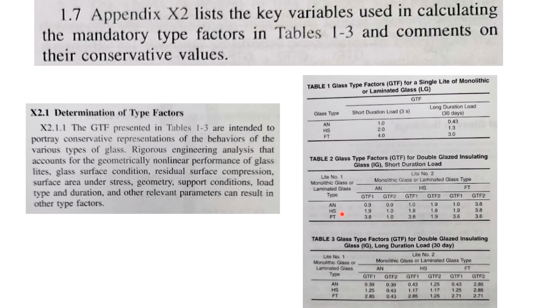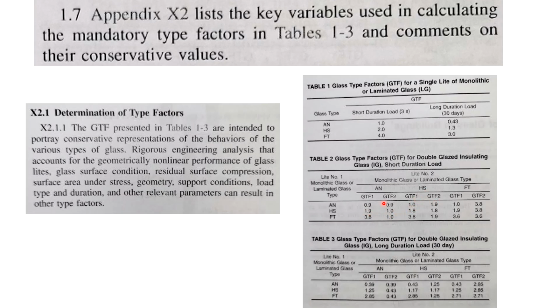And the rest of the table is pretty self-explanatory. If light number 1 is heat strengthened and it's going to be heat strengthened and annealed, you'd use your 1.9 for your heat strengthened and your 1.0 for annealed. It's kind of the opposite.